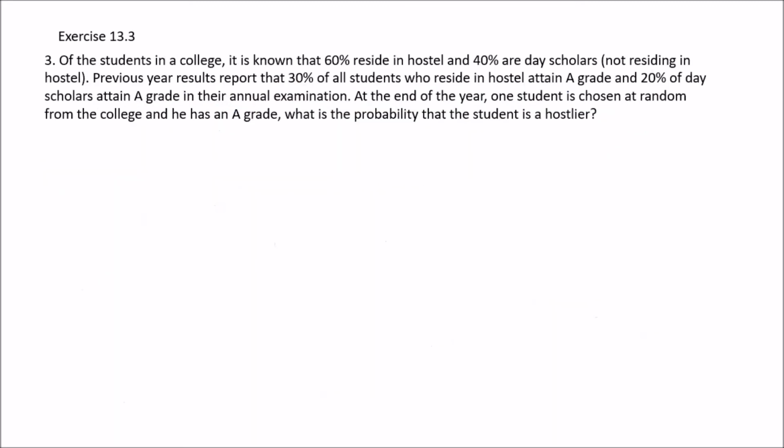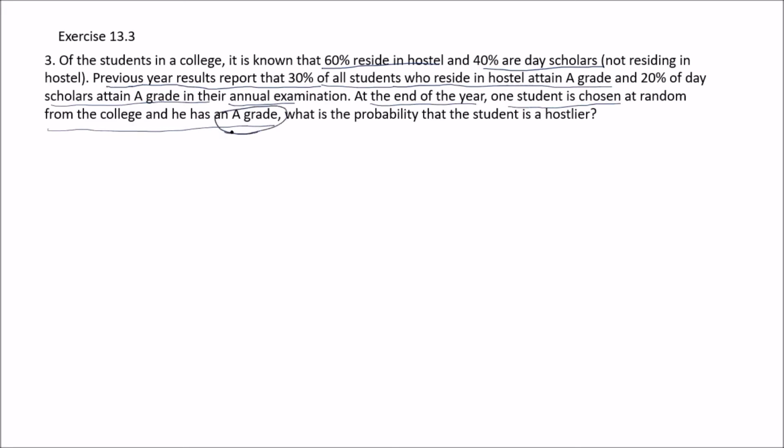Next is question number 3. Of the students in a college, it is known that 60% reside in a hostel and 40% are day scholars. They come to college every day and stay at home. The previous year's result reports that 30% of all hostel students got an A grade, and 20% of day scholars. At the end of the year, one student is chosen at random from the college, and he attained the A grade.